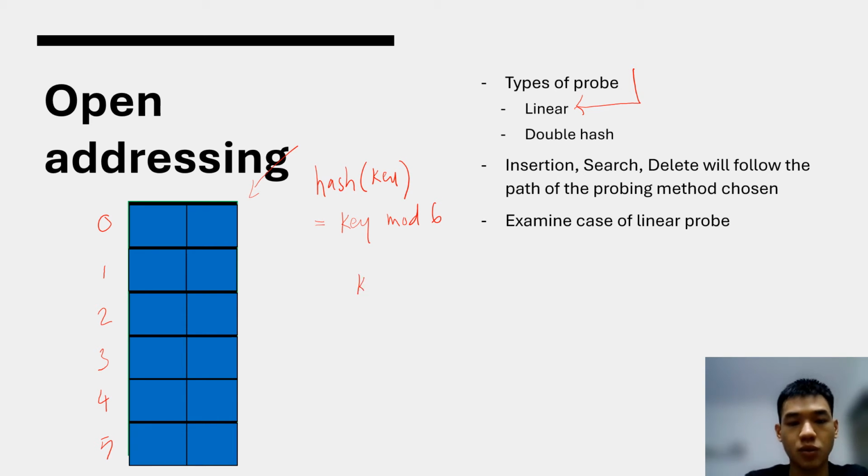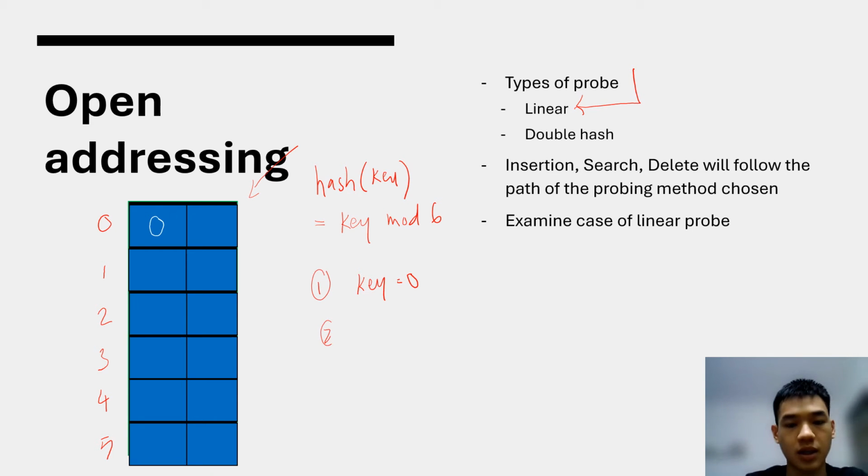So now say I give you a key equal to 0. We know that 0 mod 6 equals 0, so 0 will be inserted here. Maybe I should change the color for easier visualization. So this is the first insertion.